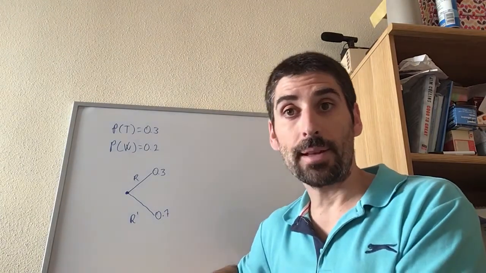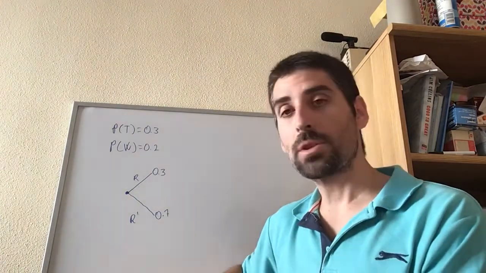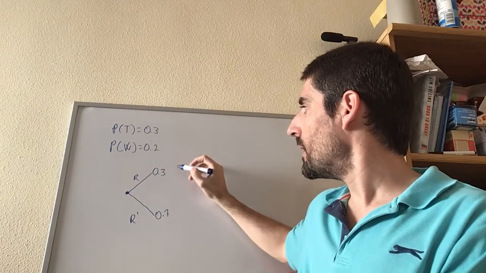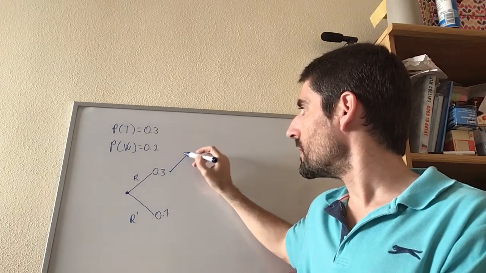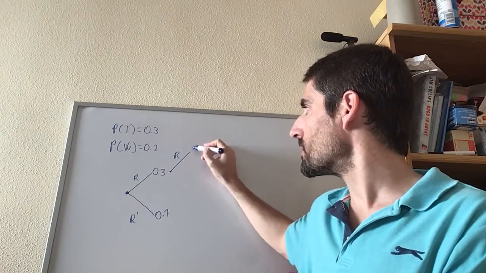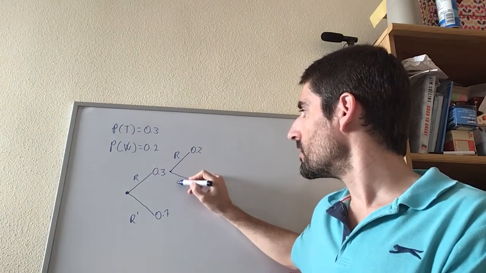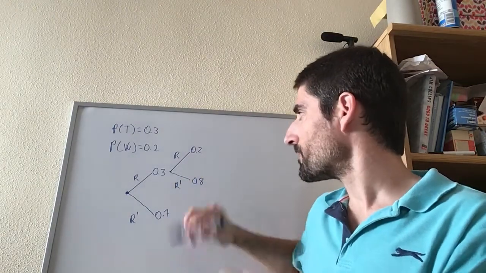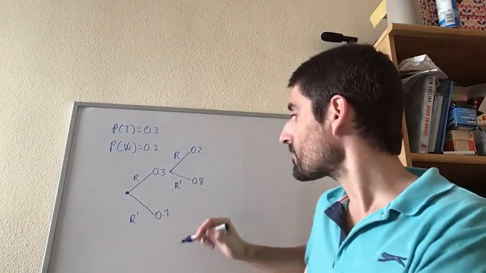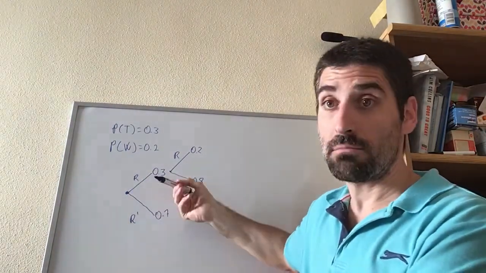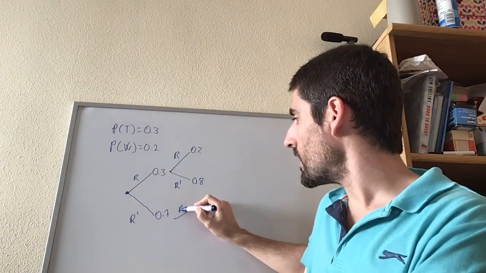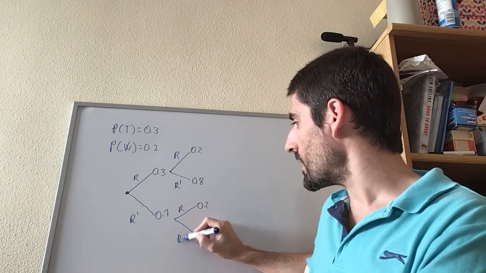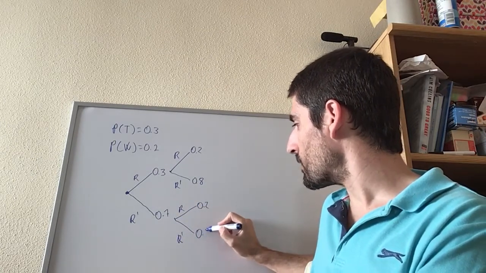Now we move on to the next event, which is Wednesday. So what's going to happen on Wednesday? Well, let's find out. On Tuesday, it could rain. And then on Wednesday, it could either rain again with a probability of 0.2, or it could not rain with a probability of 0.8, because these two probabilities have to add up to 1. But then it could not rain on Tuesday, and again, it could rain on Wednesday with the same probability, 0.2, or it could not rain on Wednesday with a probability of 0.8.